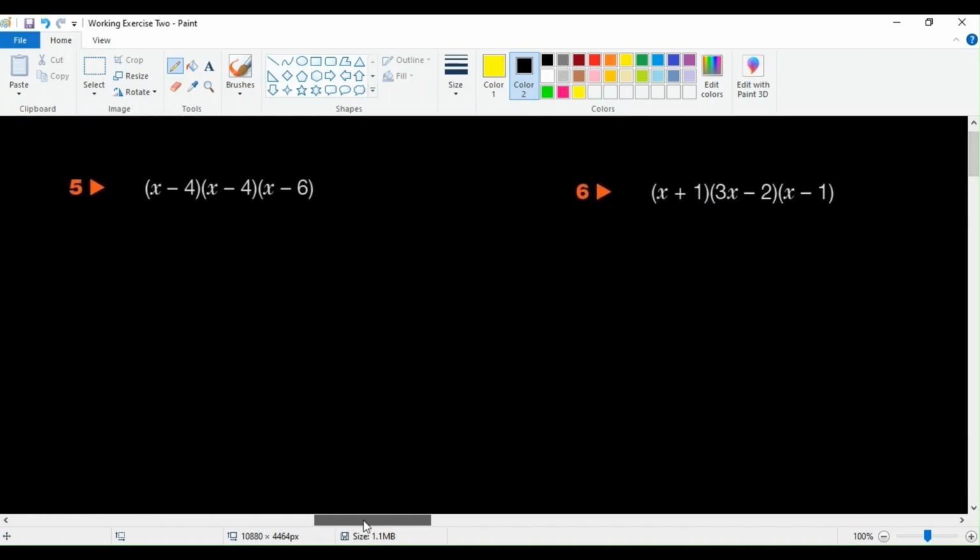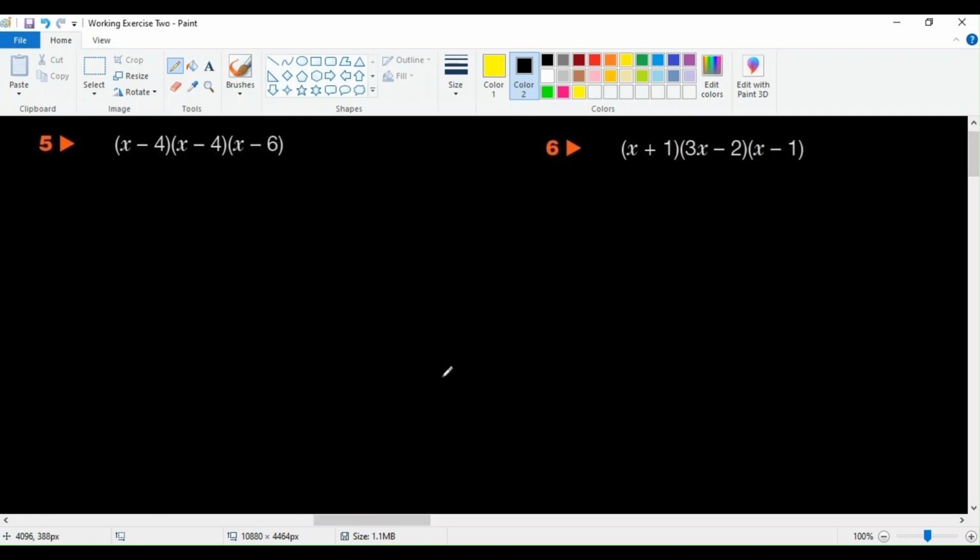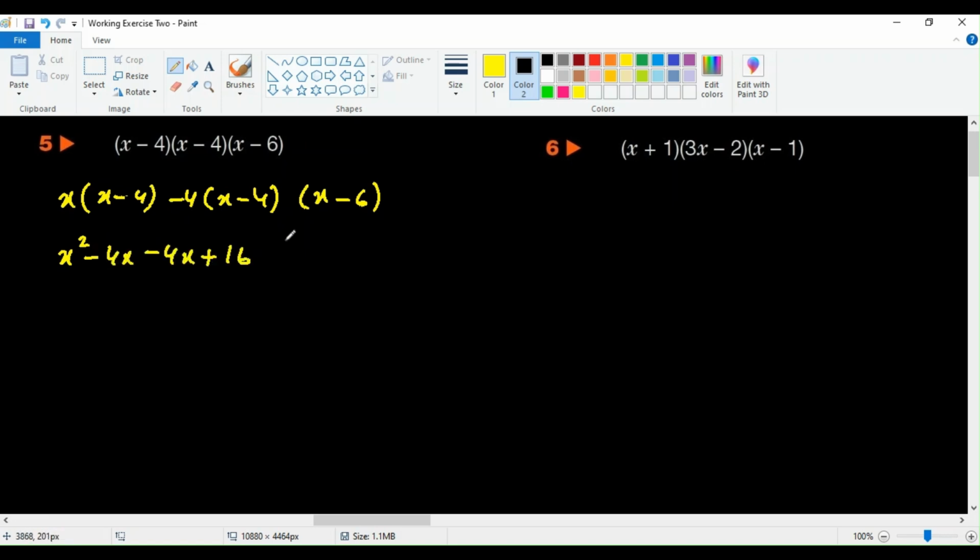Next question is question number 5. When it comes to question number 5, I will be writing x minus 4 two different times, and I will write x minus 6 for later use, and I will multiply with x minus 4, and this gives us x squared minus 4x and plus 16, and then this is going to be simplified in a later step, and x minus 6 is going to be something here.